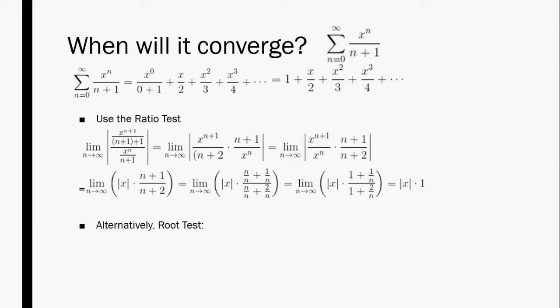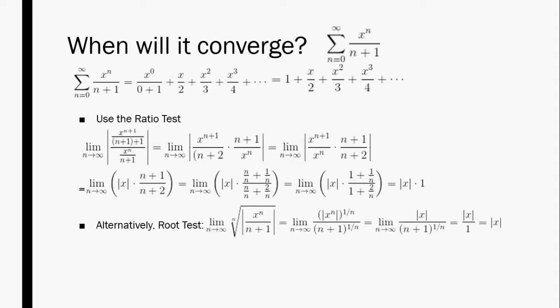So the nth root test would say, okay, let's take the limit of the nth root of the absolute value of this expression, x to the n over n plus 1. That's the same as taking both the numerator and denominator to the 1 over n power, which would leave me with just absolute x on top because it's raised to the n and then to the 1 over n. And then in the denominator, I would have n plus 1 raised to the 1 over n. Now, that limit is 1.